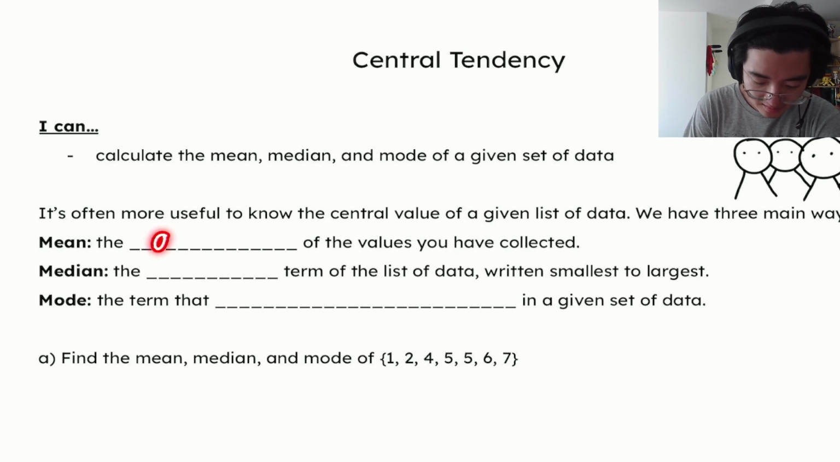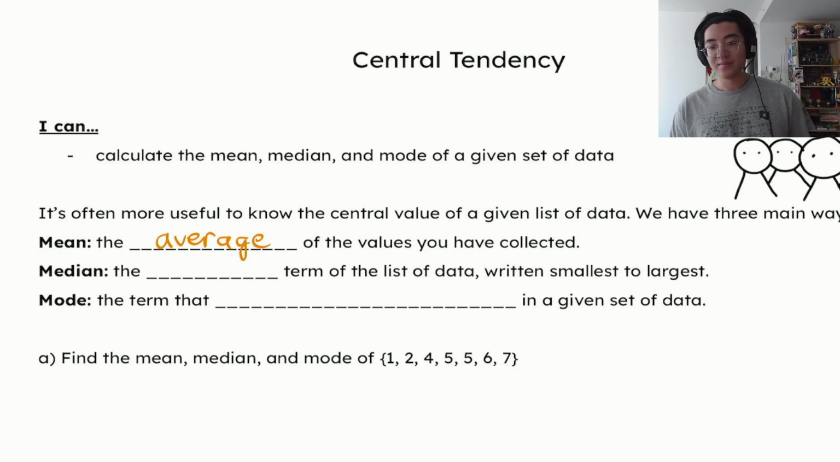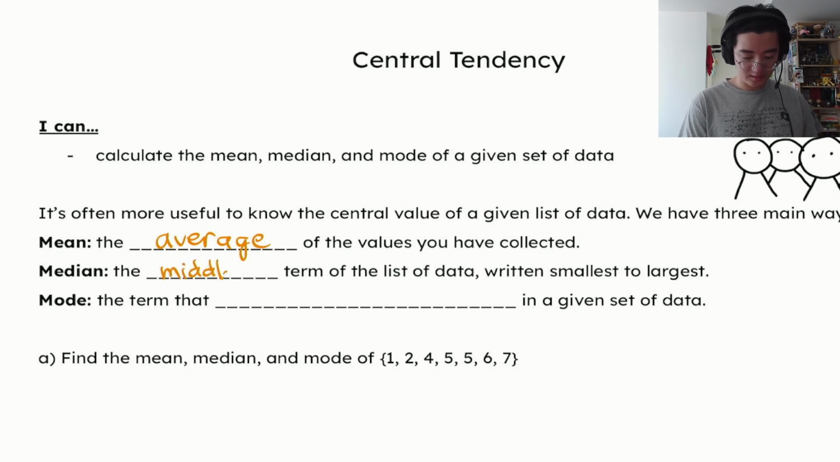So the mean is the average of the values that we collected. Mean is the same definition as average. The median is the middle term of the data. It's literally just the data point right in the middle. If we organize a data set from the smallest to the biggest, the median is literally the middlest one.